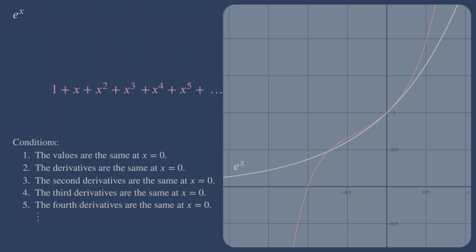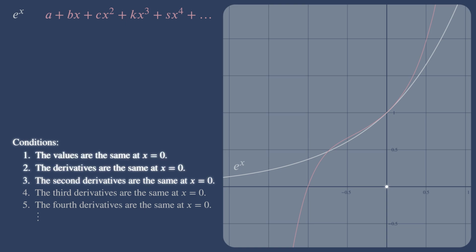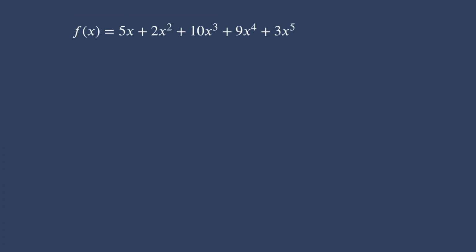Wait, we haven't examined the coefficients. We assumed all coefficients were 1. What if we could control the coefficients to improve our approximation? Recall that our goal is to ensure our approximation meets all conditions. That is, at x equals 0, it should match e to the x in the first derivative, second derivative, third derivative, and so on. To address these conditions, let's start with a simple motivation. Assume we have this function.